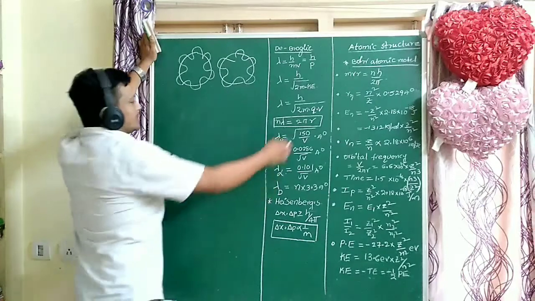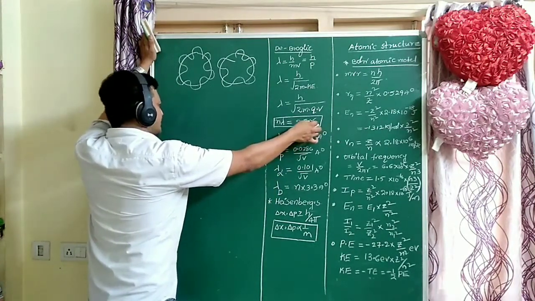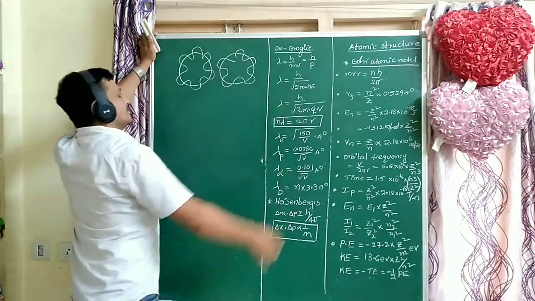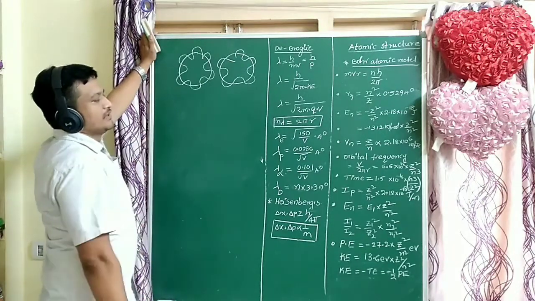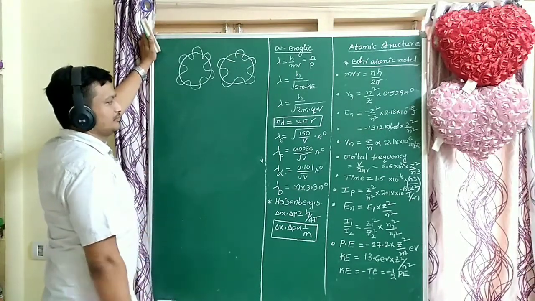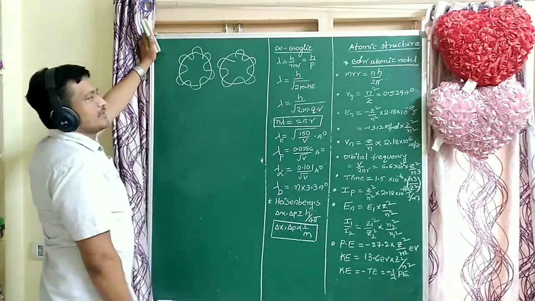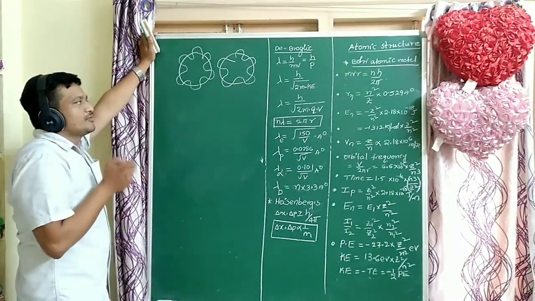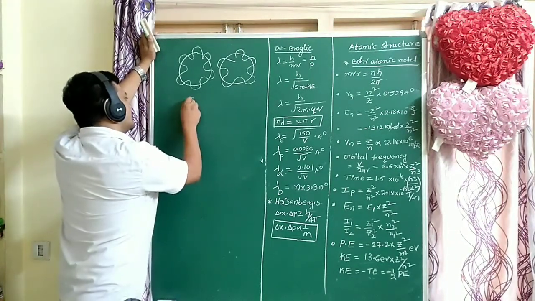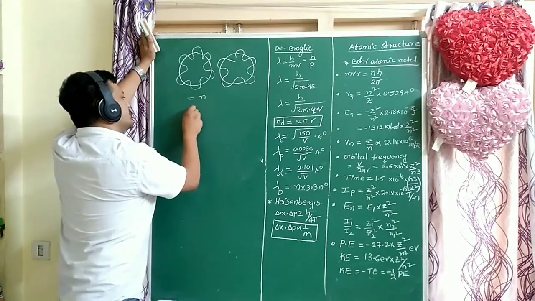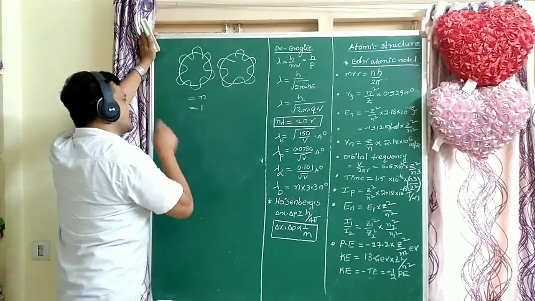So you already know that according to Bohr, you have to calculate the radius. Using that radius, easily calculate the wavelength of that matter, the De Broglie wavelength. So very important this. Next, the number of waves produced in a particular orbit is equal to n. In the first orbit, only one wave exists.